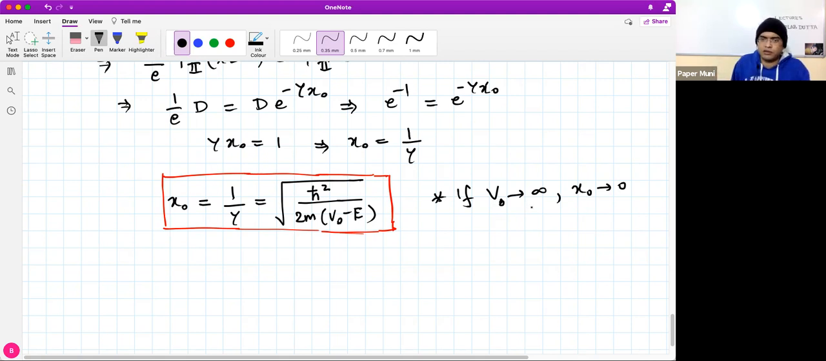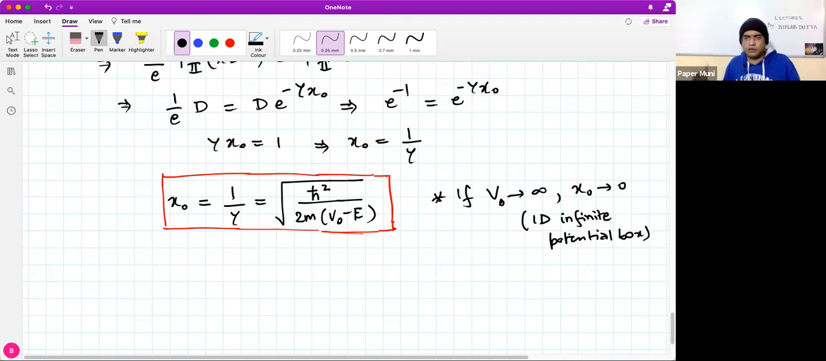This is a case of 1D infinite potential. We had already assumed this, and now we can prove it from this point of view. We had assumed that the particle cannot go outside because the potential is infinite outside. Now we can see that the penetration depth becomes 0. The particle cannot enter that region if you have an infinite potential.